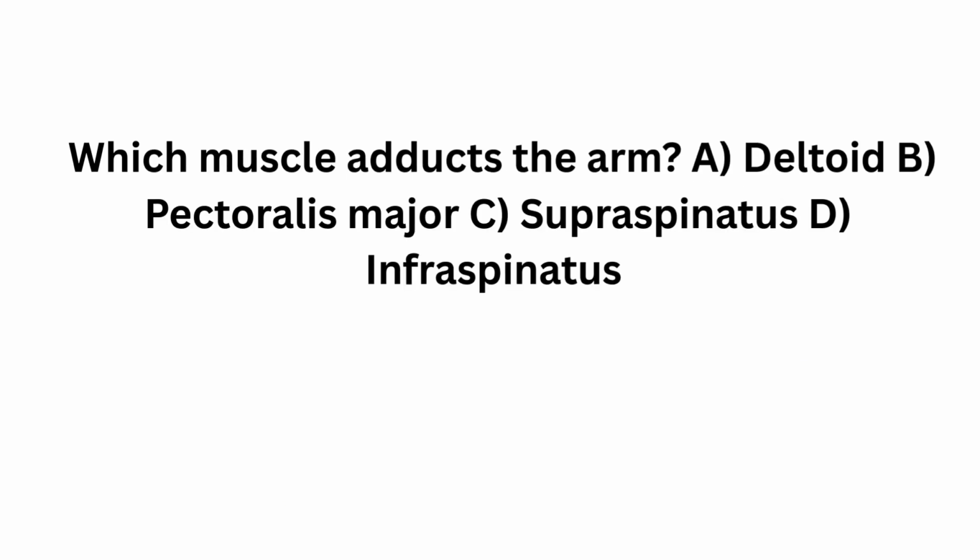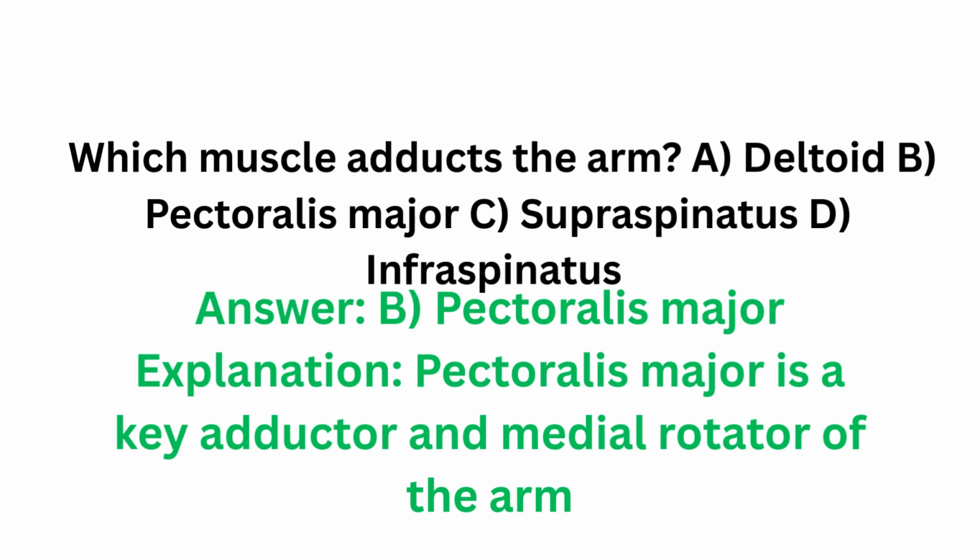MCQ 17. Which muscle adducts the arm? A. Deltoid. B. Pectoralis major. C. Supraspinatus. D. Infraspinatus. Answer. B. Pectoralis major. Explanation. Pectoralis major is a key adductor and medial rotator of the arm.